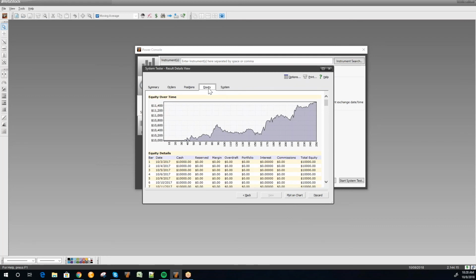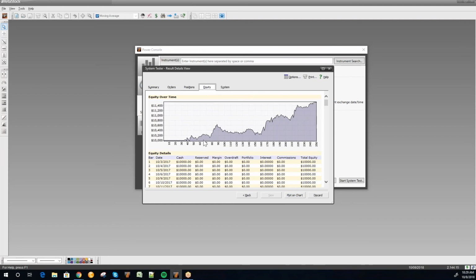And finally, I'm going to come over here and click on my equity tab. This is an overall visual representation of what my account did trading this specific stock using the MACD system over the course of the last year. I love, love, love this view, because it's a very accurate visual representation, and it's easy to take a quick look at and say, do I want my account doing this or do I not?